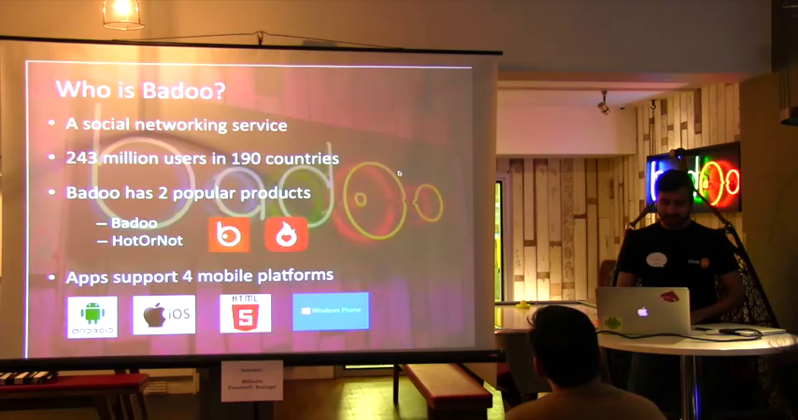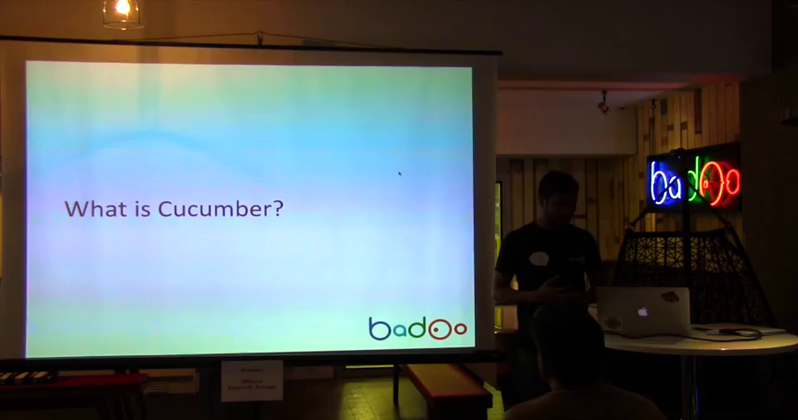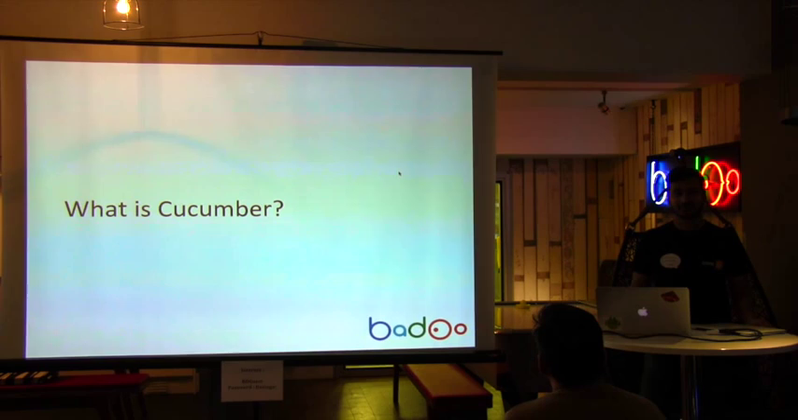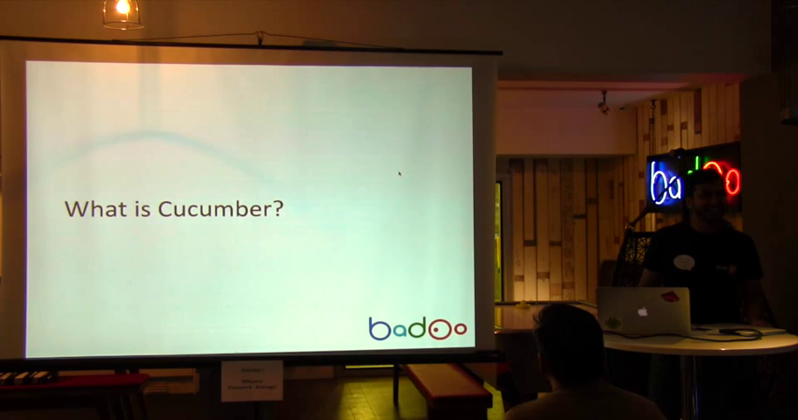Coming to the slides, Cucumber and BDD with Appium. So what is Cucumber? Can anyone say what Cucumber is? Anyone? It's a fruit. A fruit, yes. A fruit, or vegetable? No, in terms of automation.